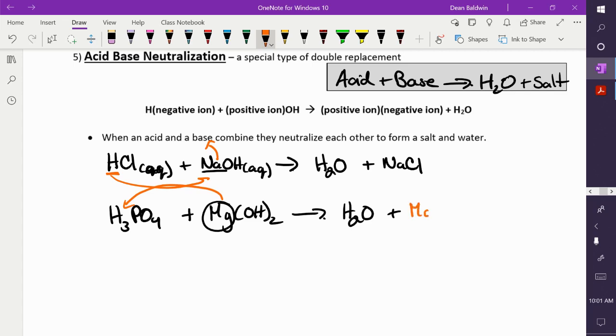So you're going to get Mg. Magnesium has a charge of +2. PO4, phosphate, has a charge of -3. So that is going to form Mg3(PO4)2. Okay. All right. So that's a special type of double replacement. It technically is a double replacement because you can see the metals are replacing the metals. We're getting two different products, except because it's an acid and a base, you're always producing water as one of the byproducts.